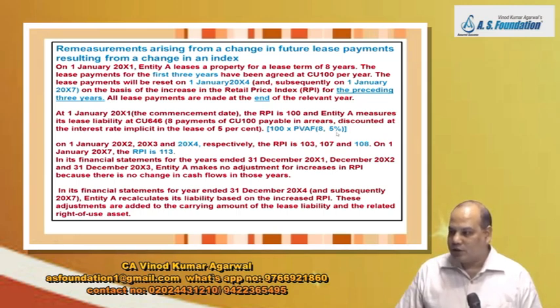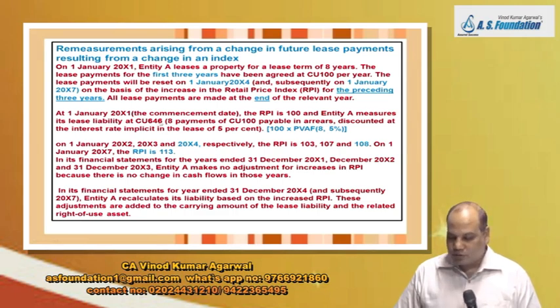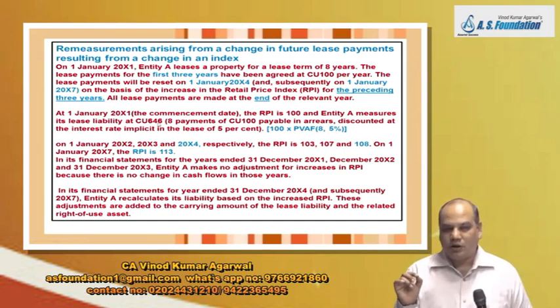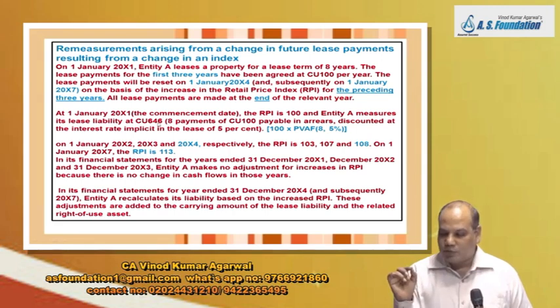If your calculator has GT function, press equal to 8 times. Press GT function. You will get some factor, 6 point something. Multiply by 100 and round off. Is it approximately 646? Yes. So what you will do in the exam, if this question comes, first you will calculate the lease liability on commencement, which is equal to present value of rupees 100 for 8 years at 5% discount rate.